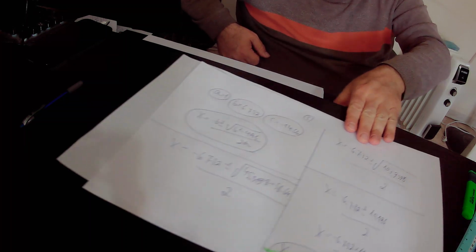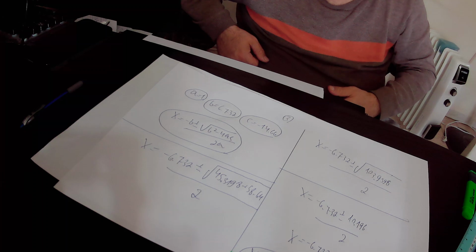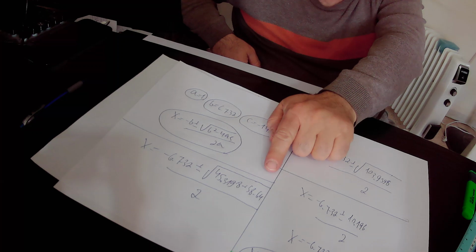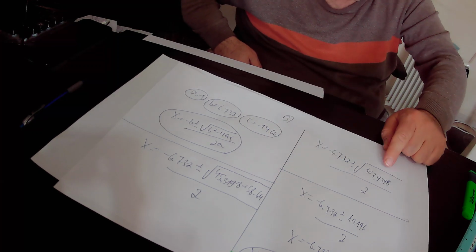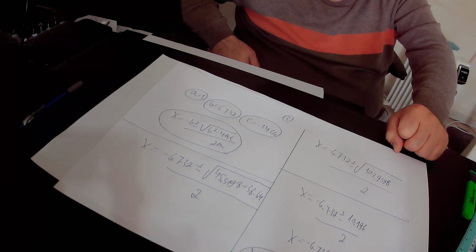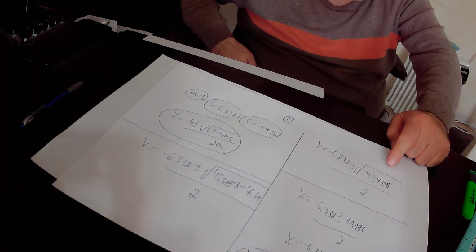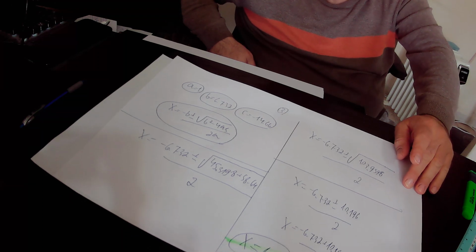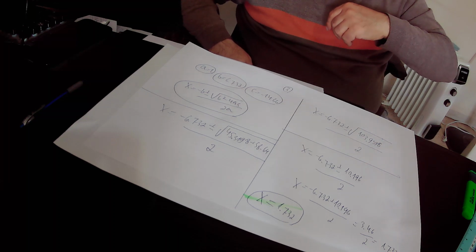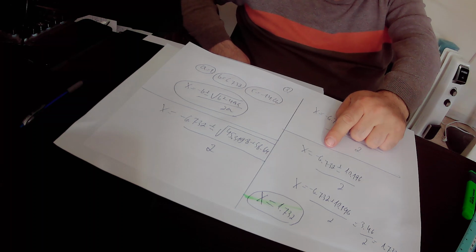So actually we found out that x equals minus 6.732 plus minus the square root of 45.3198 plus 58.64, which equals 103.9596, divided by 2. So x equals minus 6.732 plus minus the square root of 103.9596, which equals 10.196, divided by 2. So here we have two solutions that are possible for x.